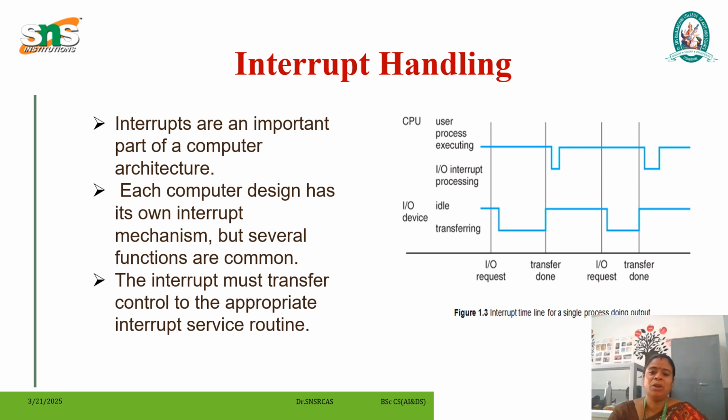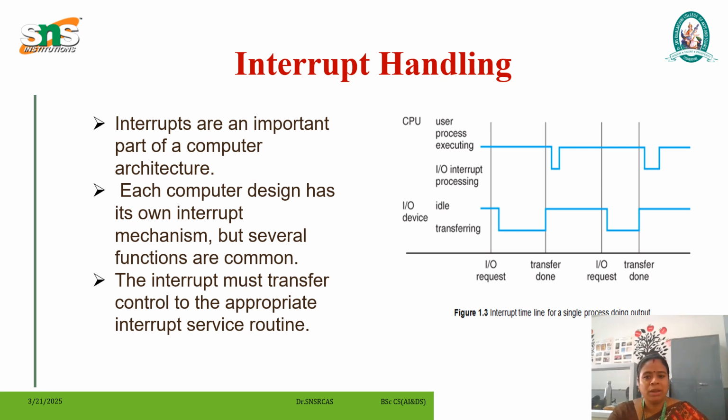Next one, interrupt handling. Interrupts are an important part of computer architecture. Each computer system design has its own interrupt mechanism, but several functions are common. The interrupt must transfer control to the appropriate interrupt routine. The straightforward method for handling this transfer would be to invoke a generic routine to examine the interrupt information. The routine in turn would call the interrupt-specific handler. Instead, the interrupt routine is called indirectly through a table, with no intermediate routine needed.